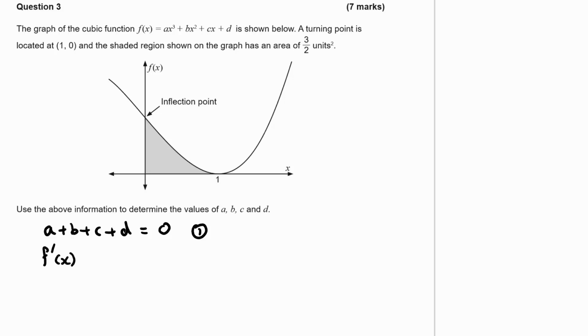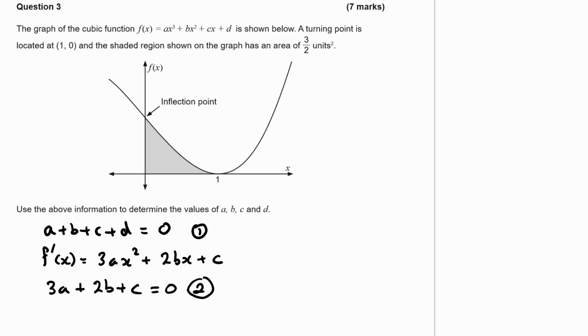So f dashed x is 3ax squared plus 2bx plus c. So f dashed of 1 is 0 because there's a turning point there. So substitute x is 1 and we get 3a plus 2b plus c is 0. And let's call that 2.